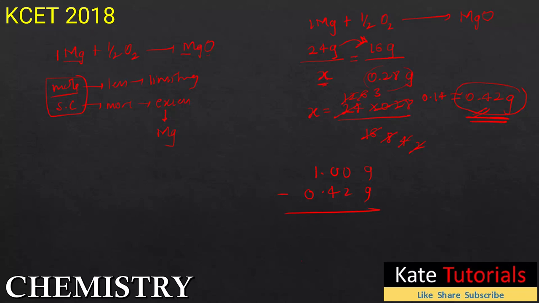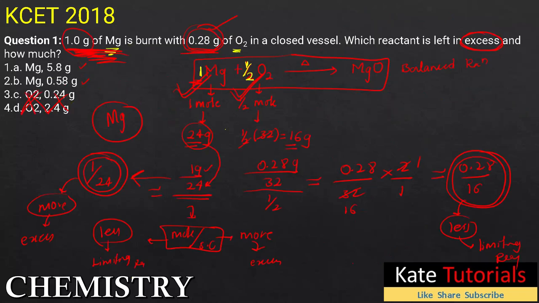So how much excess is left? They have taken 1 gram, but the requirement is 0.42 gram, so I will just subtract. 10 minus 2 is 8, 9 minus 4 is 5. So 0.58 gram of excess magnesium is left. Are you getting it? So the answer should be: magnesium is the excess metal, and 0.58 gram is left. So here in option B, magnesium is the excess metal and it is left out to be 0.58 gram. So this is the correct option.